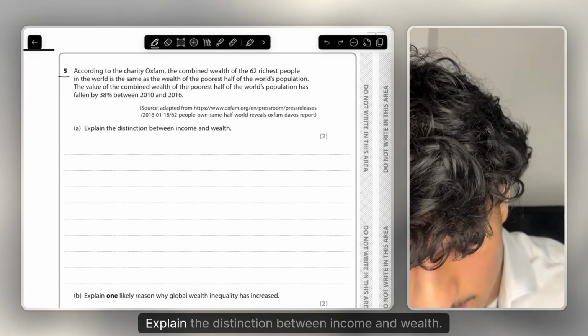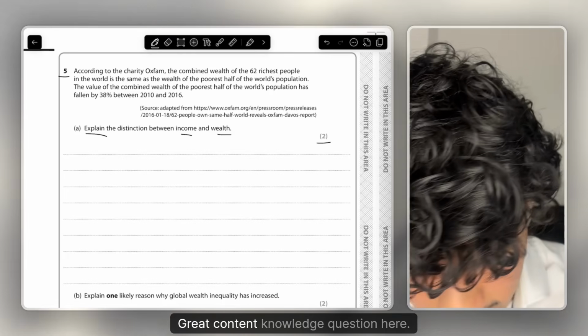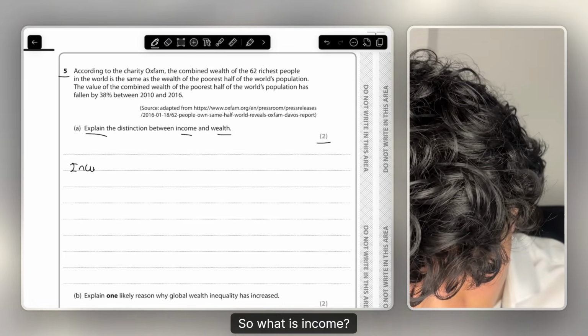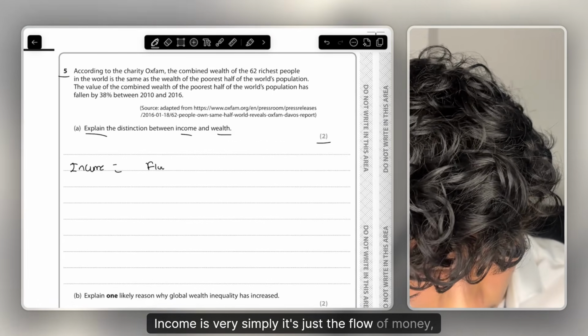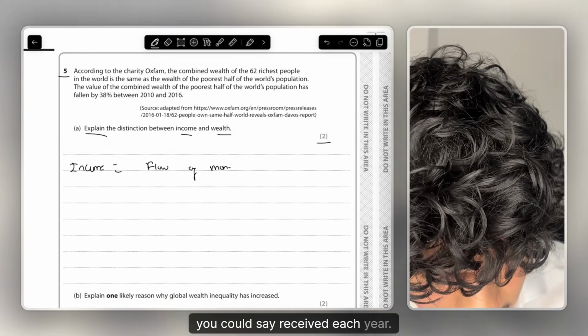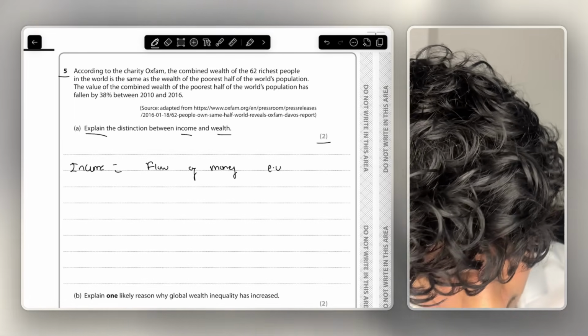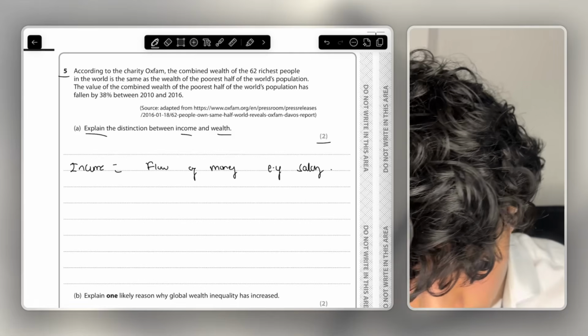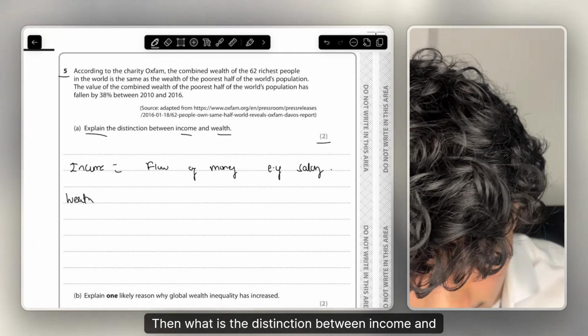2 more questions. Explain the distinction between income and wealth. Great content knowledge question here. So what is income? Income is very simply the flow of money, you could say, received each year. A great example of income is things like salaries, things like wages. Then what is the distinction between income and wealth?